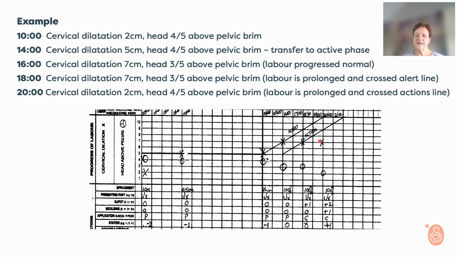Here, 2 hours later, there was still no progress. The head has gone down a little bit, but we see something very important here now. There's 2 pluses of caput, and there's 1 plus of molding, which tells us that this delay in progress of labor might be due to a cephalic pelvic disproportion.